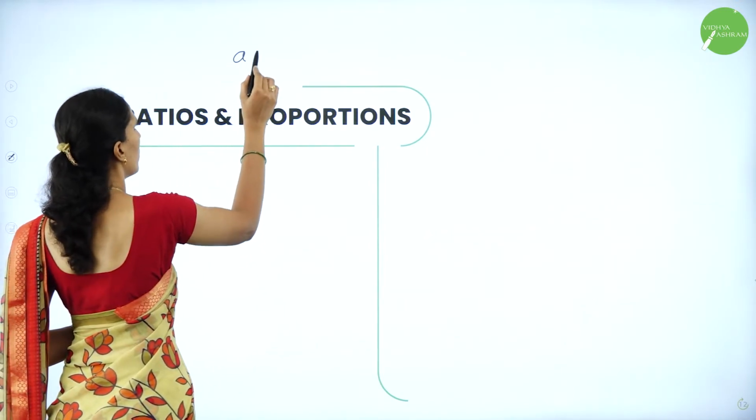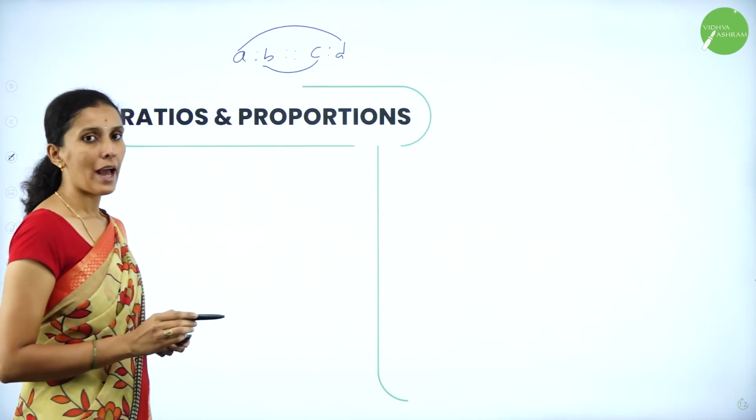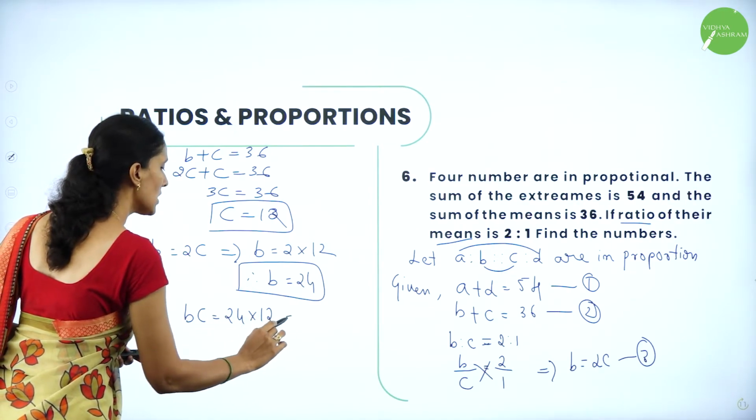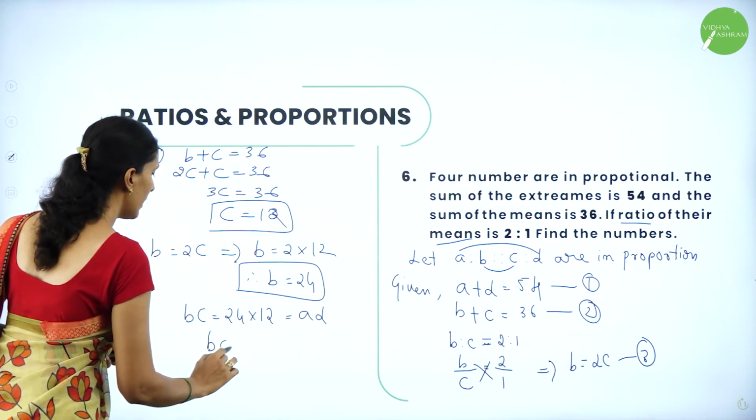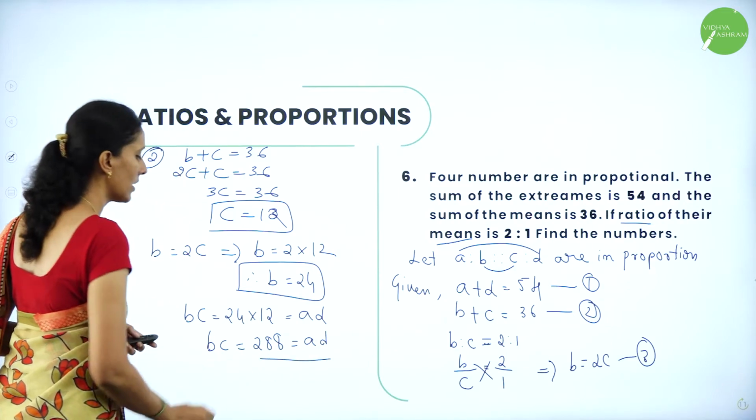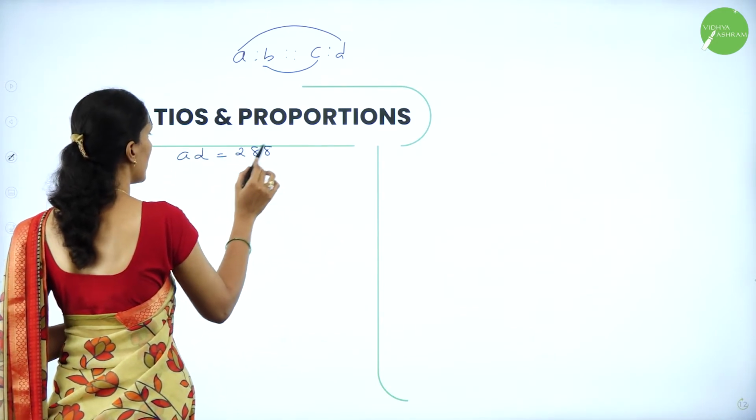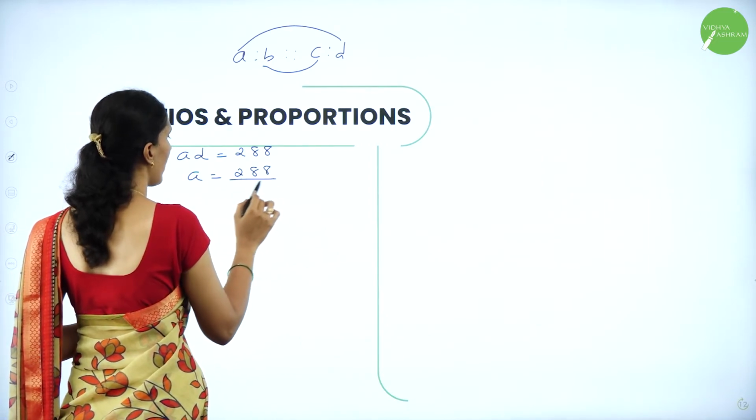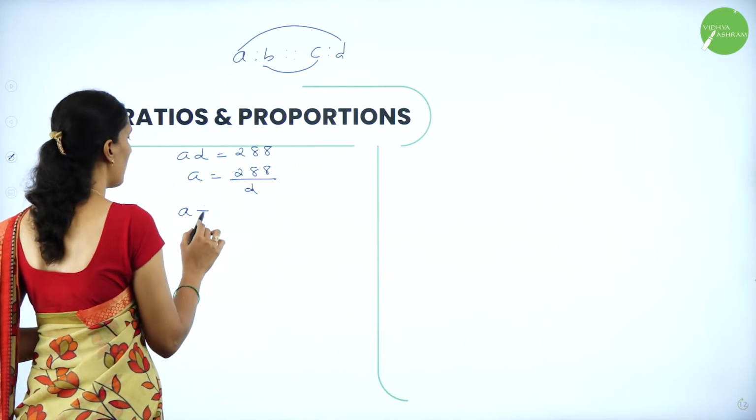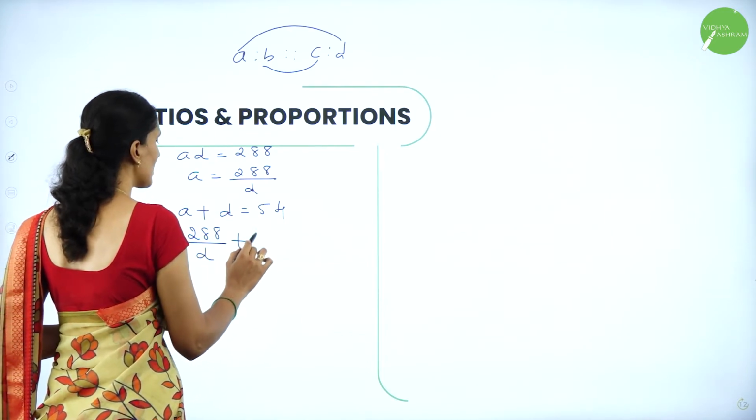Next we know that if two ratios are in proportion, the product of BC is equal to the product of AD. So here we have got the value of C and B. What is B into C? That is 24 into 12. This is nothing but A into D. So therefore BC is equal to 288 you will get, which is equal to AD. So I can write AD is equal to 288. So A is equal to 288 divided by D. Now from equation 1, we have A plus D is equal to 54. So therefore, 288 divided by D plus D is equal to 54.